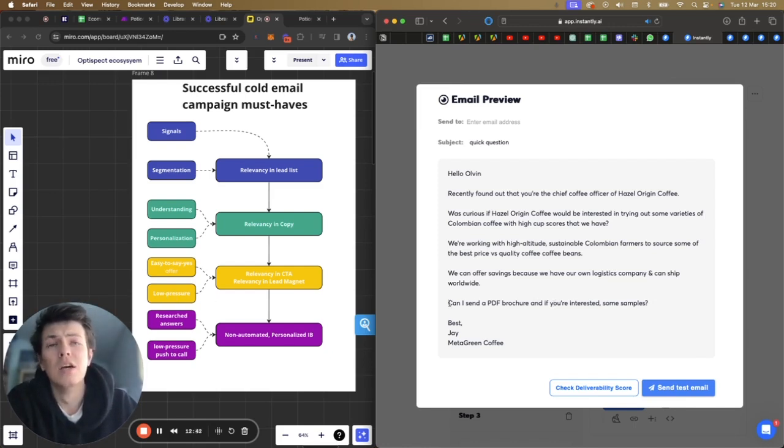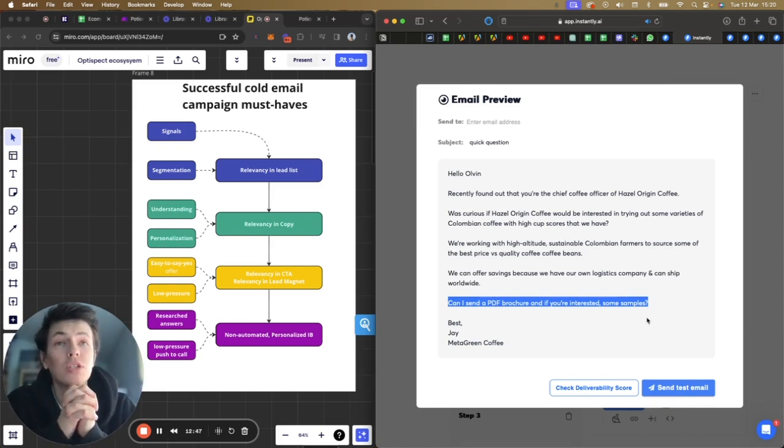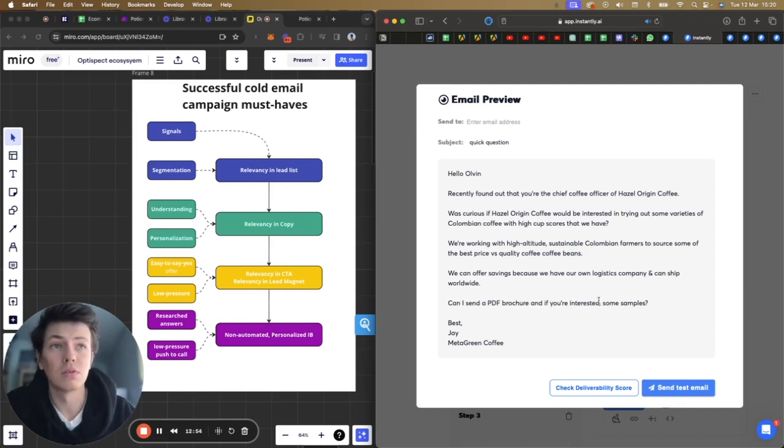Okay. And also, it's very low pressure. We're not asking the prospect to jump on a call. We're merely asking for their permission to send over a PDF brochure, and if they're interested in what they see in the brochure, some samples. And this, I would say, is the biggest part of the whole email, especially in this instance, because it's such a low-pressure CTA. It's very hard to say no to, especially if you're in the business and interested in purchasing more coffee and improving your quality. Okay. So yeah, that's how we approached writing the copy.